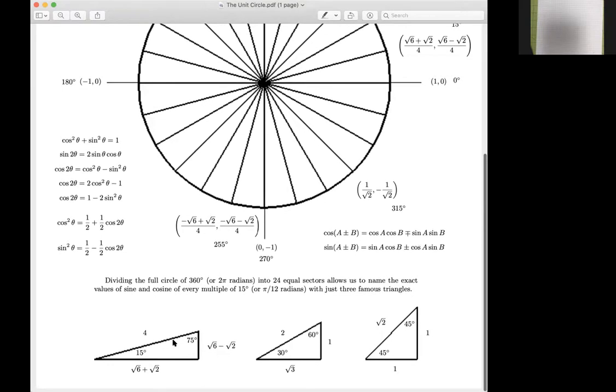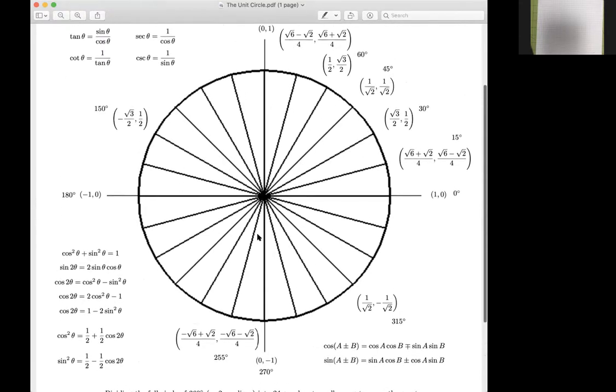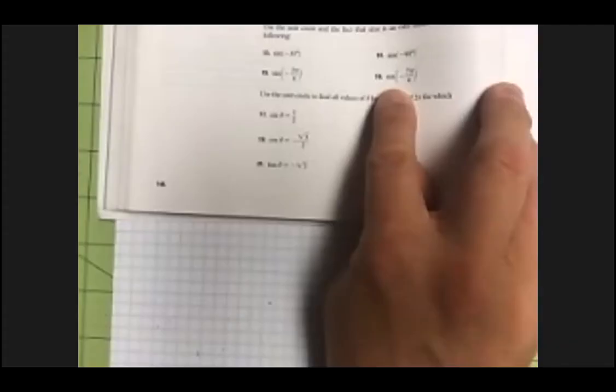And at the bottom here, I put the 3 famous triangles. So now you have total control over the circle. So let me just throw an example on the board here. Let's look at a problem like 16. And I'll put my camera front on the screen.